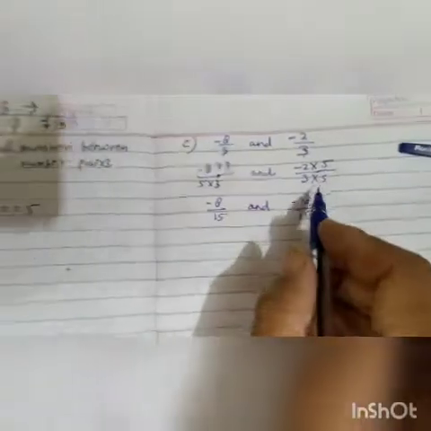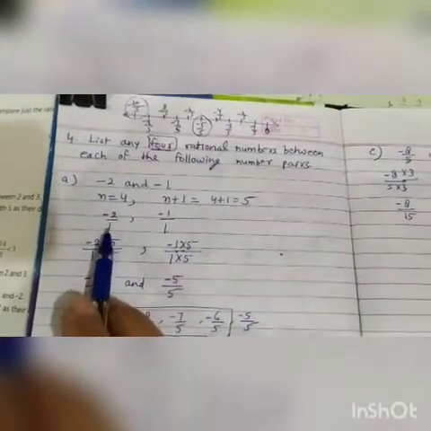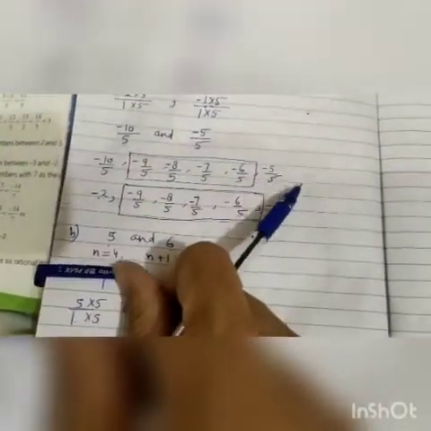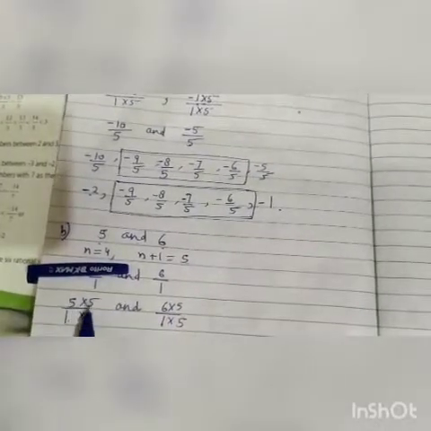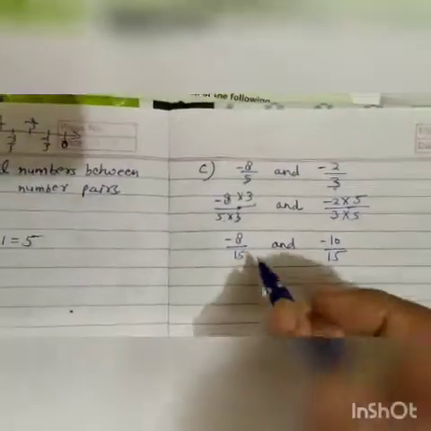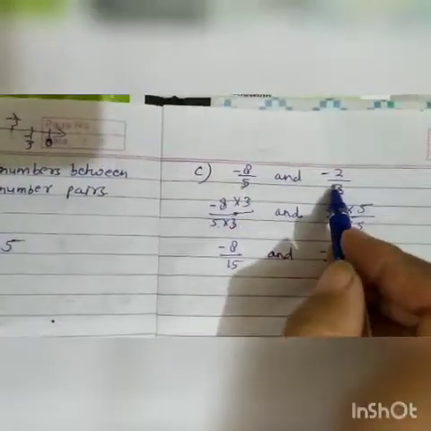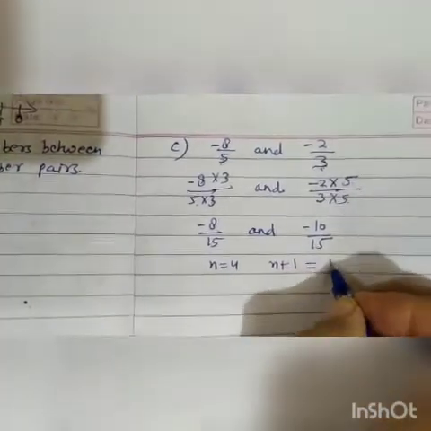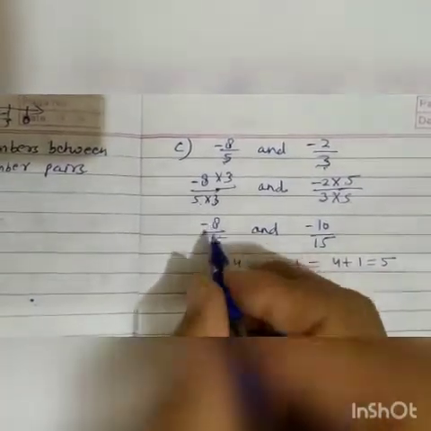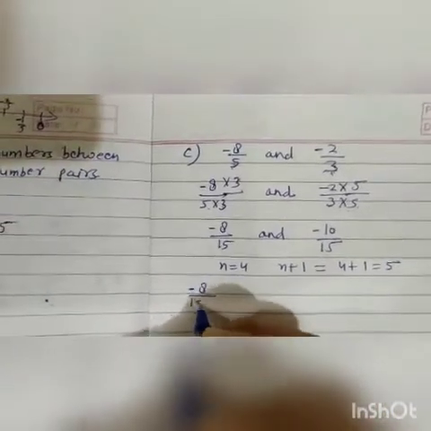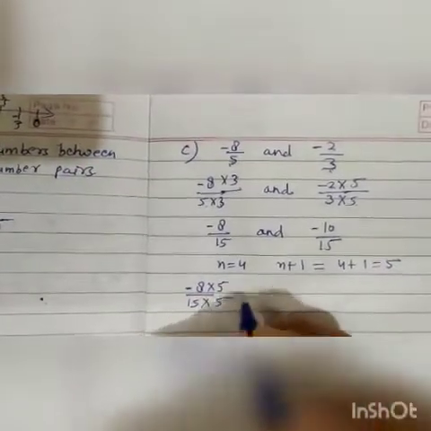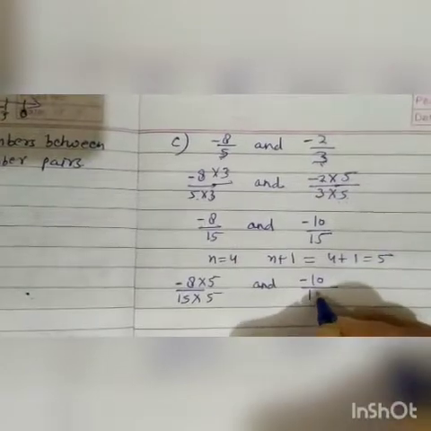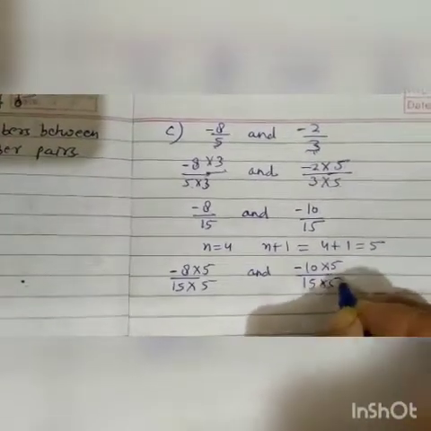First, both the denominators should be the same. See here, in the first, both the denominators are 1. Here also both the denominators are 1. Then we will multiply by n plus 1. Again, we have to find 4 rational numbers between these two rational numbers. It means n is equal to 4 and n plus 1 is equal to 4 plus 1, equal to 5. Now we will multiply these rational numbers by 5. Always multiply by n plus 1, not by n. Minus 10 upon 15 multiplied by 5.